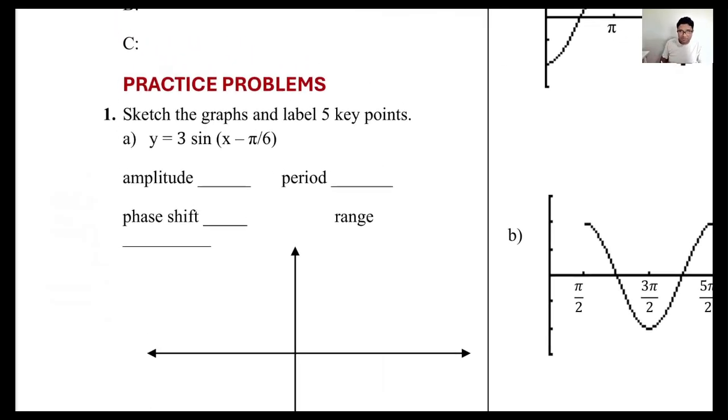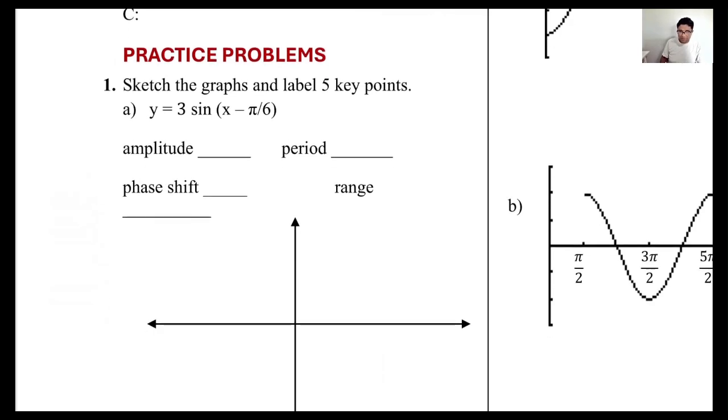The answer to that comes from the equation. The equation is y equals 3 times sine of (x minus pi over 6). So vertically, what have we done, and what does that do to amplitude? We stretched it by a factor of 3, and that makes the amplitude equal to 3. The amplitude of sine x is 1. 3 sine x will be 3.